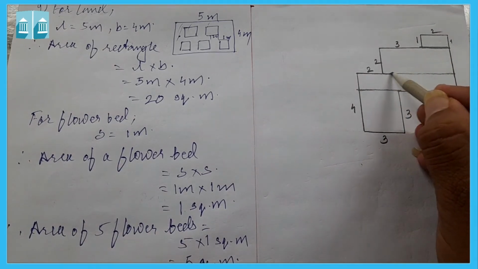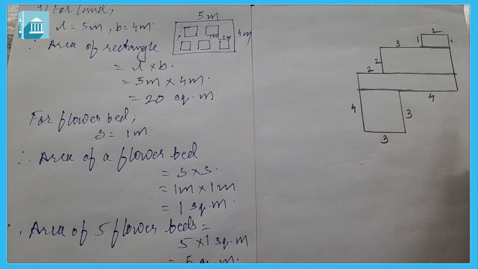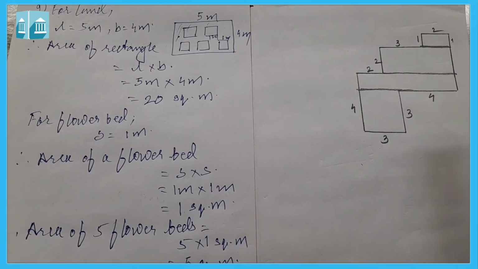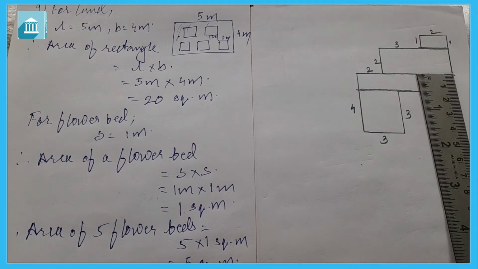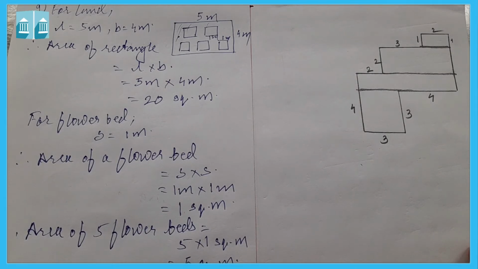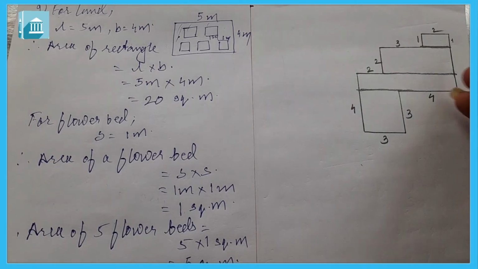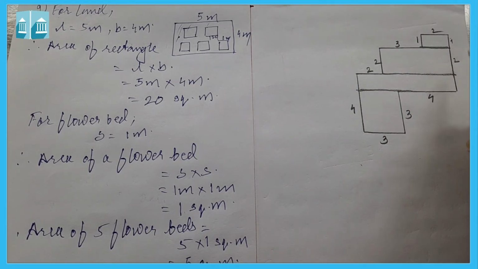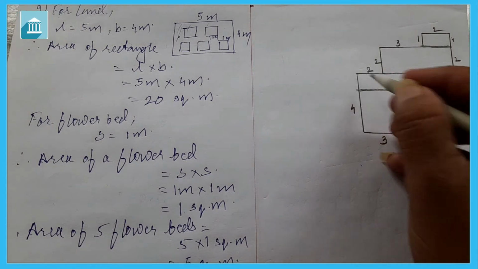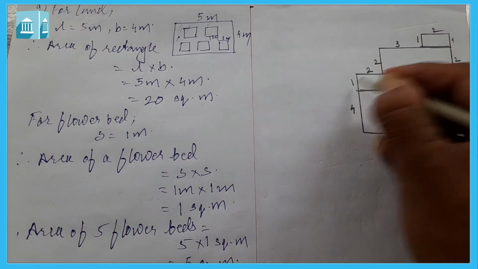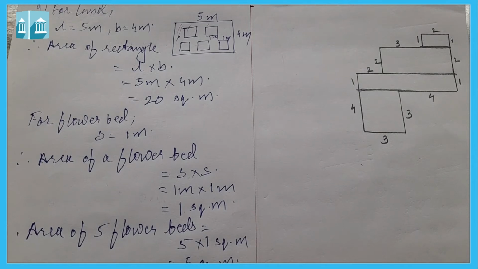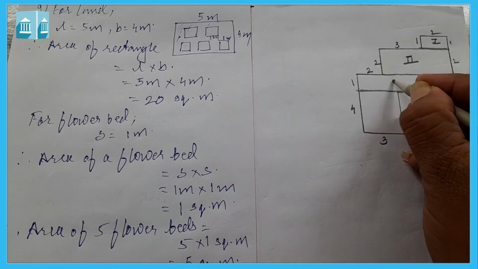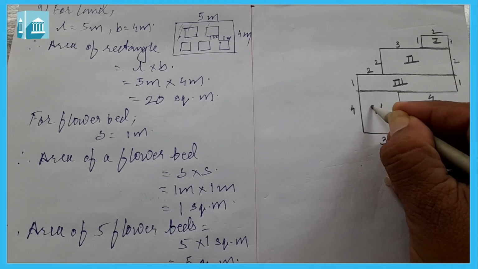Now we have to find out its area. Again, all are rectangles here. So we have to find out what the length and breadth are. See, here it is 1, here it is 2. Now 2, 1, 2, there it is 2. This is 4 here, this is 3. So it is 1 here and 1 here also. Now let us give names. This is rectangle 1, this is rectangle 2, this is rectangle 3 and this is rectangle 4.